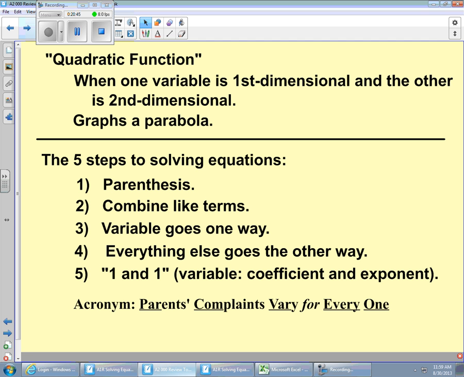is parentheses. Okay, on complaints, COM, the COM hopefully will trigger in your mind that is combine, combining like terms. The VAR for variables going one direction, the every for everything else going the other way, and the one hopefully will trigger the 1 and 1. So parents' complaints vary for everyone is parentheses, combine, variable, every, one. Parentheses, combine like terms, variables go one way, everything else goes the other, and your 1 and 1.